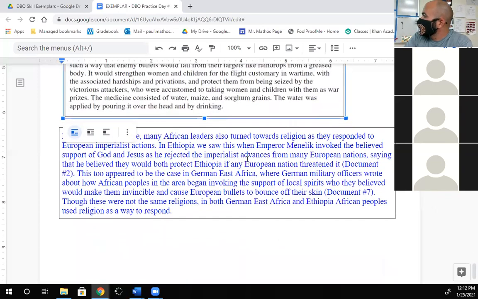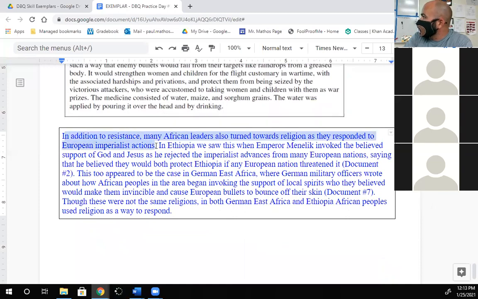And that leads me to my answer, which is actually pretty straightforward. In this case, my answer was just, in addition to resistance, many African leaders also turned towards religion as they responded to imperialist action. So you can see resistance, there's one of the ranges, resistance, like war, battles, things like that. Some turned towards religion as they responded to imperialist actions. That's it. That is my entire thesis right there.